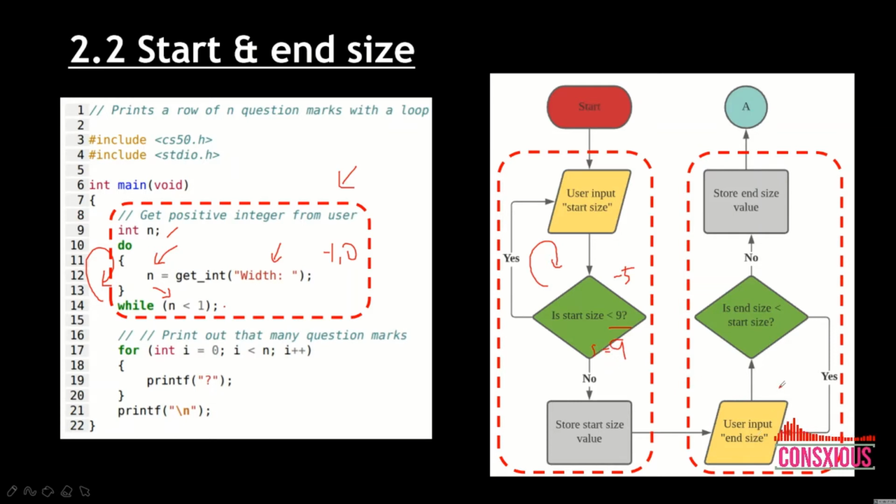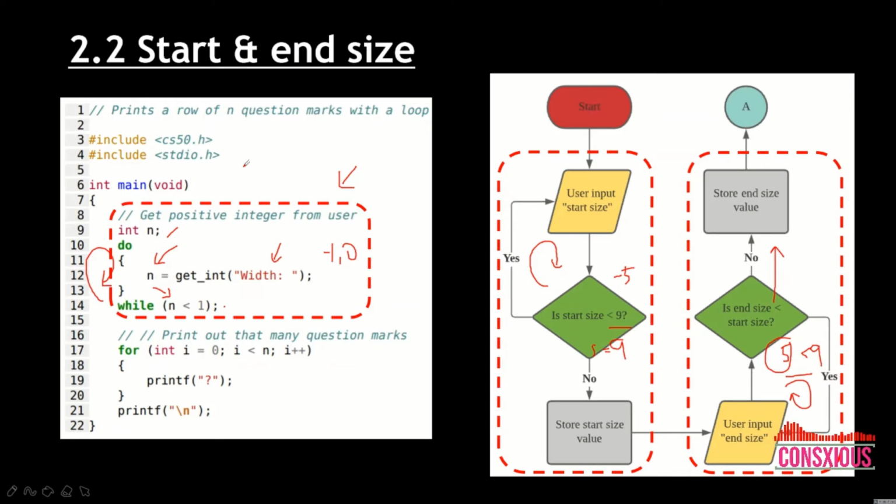The user keys in 5. The end size is 5, and the start size is 9. So it's true, 5 is less than 9. So we will continue the loop here until the user keys in some value larger than 9. So we go for 9, right?